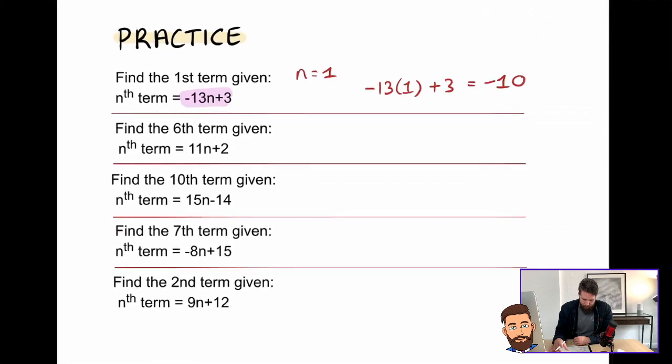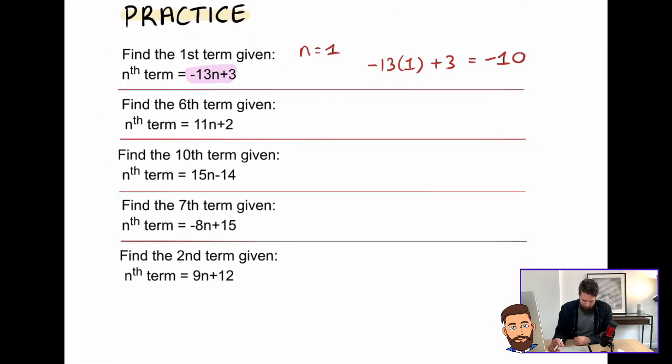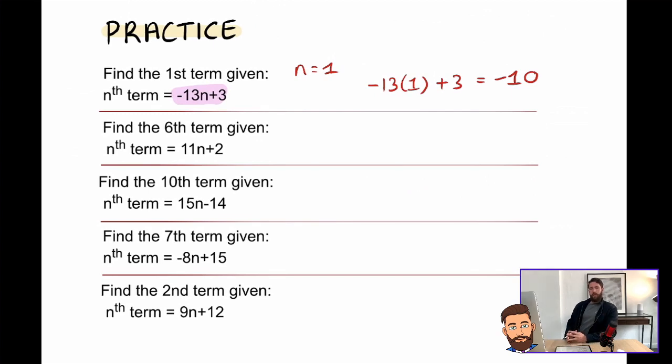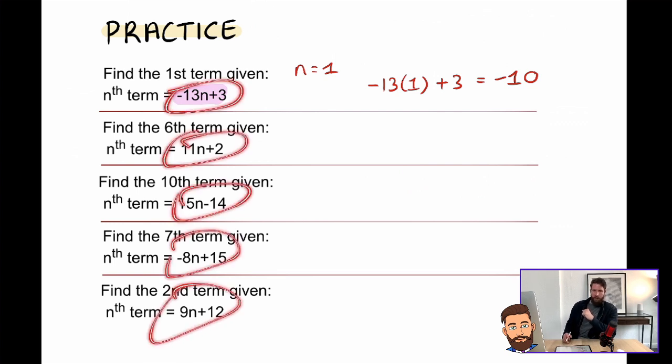So I'll leave you with those to have a go at. And in sequences 2, we're going to look at how we go from a sequence, so they give you a sequence, and we're going to do the opposite, where you have to work out the nth term. So you have to find these nth terms given the sequence.